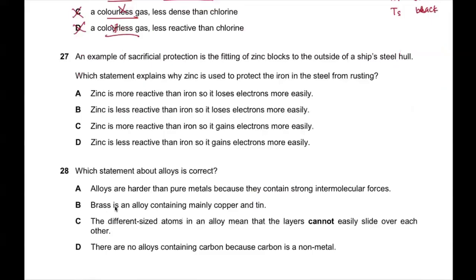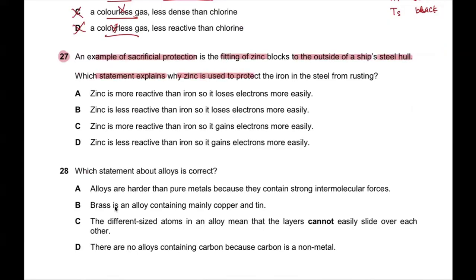Now let's move to question number 27. An example of sacrificial protection is fitting zinc blocks to the outside of a ship's steel hull. Which statement explains why zinc is used to protect the iron in the steel from rusting? Zinc is more reactive, so when it's connected to the steel hull, it has more capability to lose electrons more quickly as compared to iron. Zinc is more reactive than iron, so it loses electrons more easily. This statement perfectly looks correct.